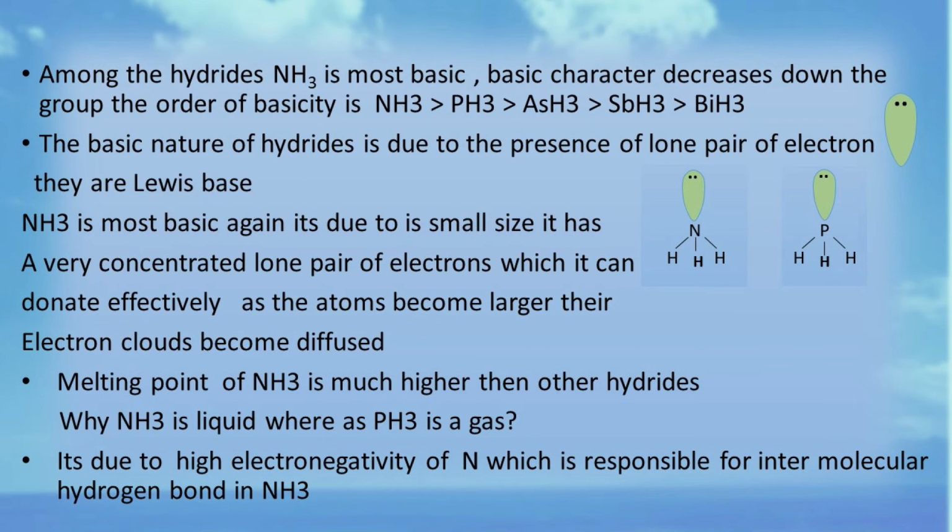So a question can be asked, why is NH3 a liquid whereas PH3 is a gas? The answer is quite simple. It is because of the high electronegativity of nitrogen, which makes intermolecular hydrogen bonding in the NH3 molecule. Due to intermolecular hydrogen bonding, NH3 molecules come closer, hence they exist in the liquid state, whereas PH3 is a gas.